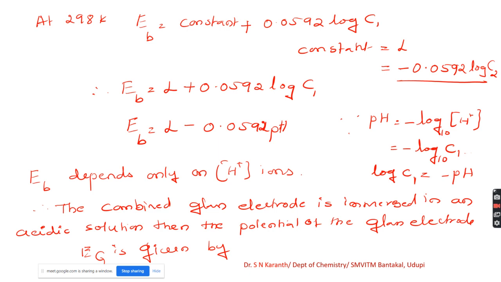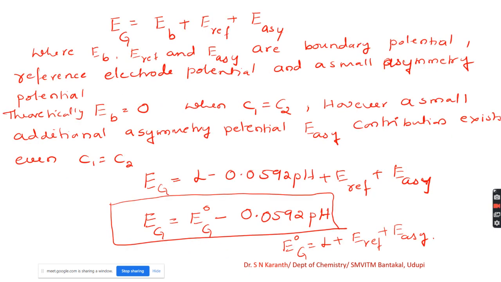But the glass electrode potential is the combined potential of several terms: one is the boundary potential, the others are the reference electrode potential and the asymmetric potential. The asymmetric potential is a small potential developed even when C1 equals C2. EB should become 0 when C1 equals C2, but in actual practice, even when C1 equals C2, EB is not equal to 0, and that potential is called the asymmetric potential. So we can represent EG equals L minus 0.0592 pH plus E reference plus E asymmetric. All the constant terms together we consider as the standard electrode potential of the glass electrode. We may represent EG equals E naught G minus 0.0592 pH.